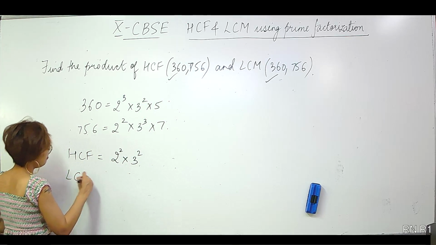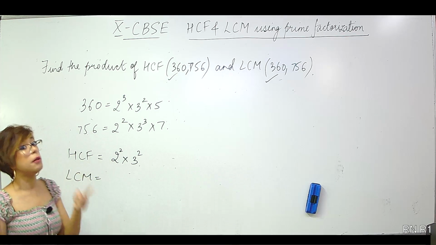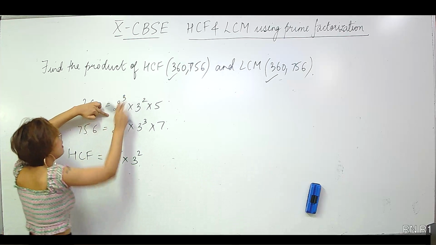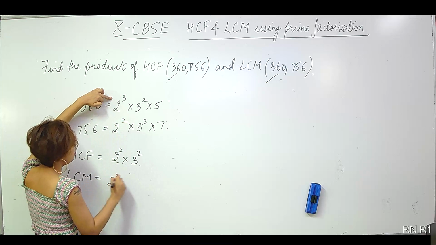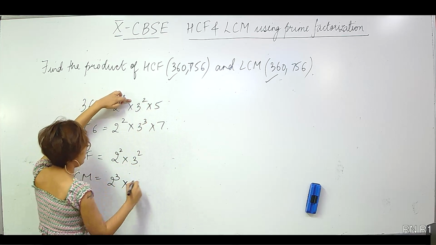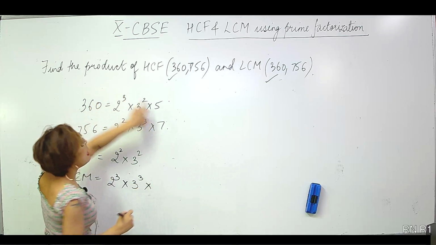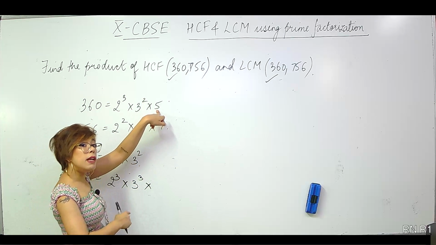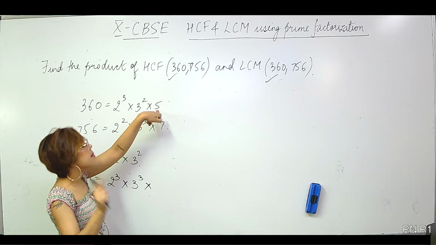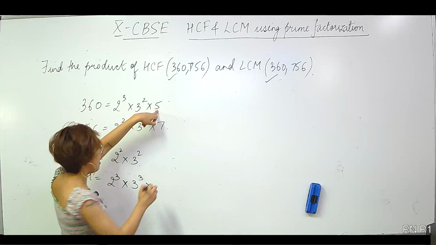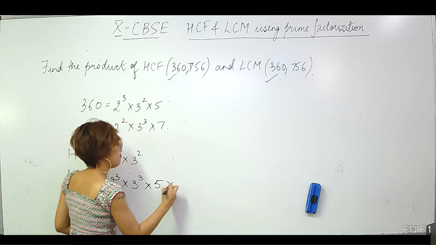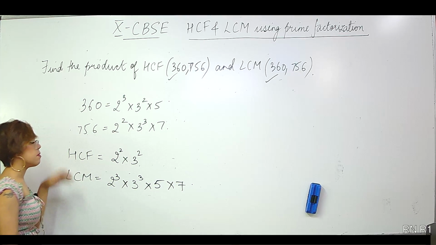Now, let me write the LCM. This is lowest common multiple, careful. So, 2 raised to power 3, 2 raised to power 2. I will have 2 raised to power 3. Then 3 raised to power 2, 3 raised to power 3. I will have 3 raised to power 3. Now, in multiple, I have 5, so in common multiple, I will have 5. Same with 7. This is my HCF and this is my LCM.